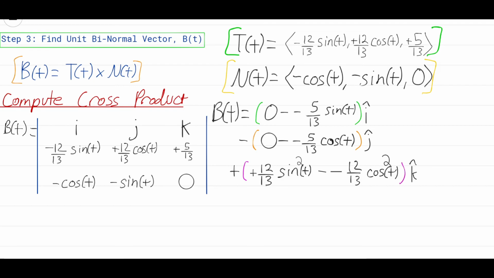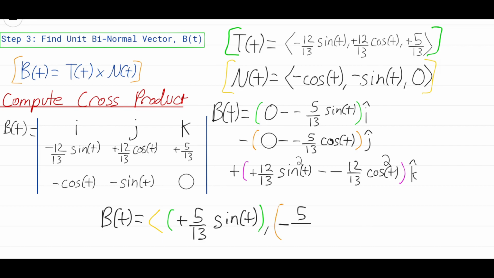So our unit binormal vector comes out to be 0 minus negative 5 over 13 sine t, which would be positive 5 over 13 sine of t. And then the middle term is going to be negative 5 over 13 cosine t, because we do have a negative for our j component. And our k term is going to be positive 12 over 13. And where's that coming from? Because in essence this is sine squared plus cosine squared, so you can factor it out and get 1. And that's our unit binormal vector.